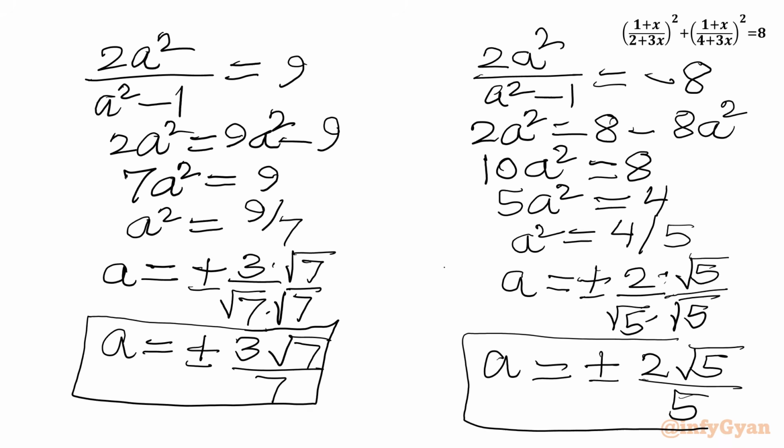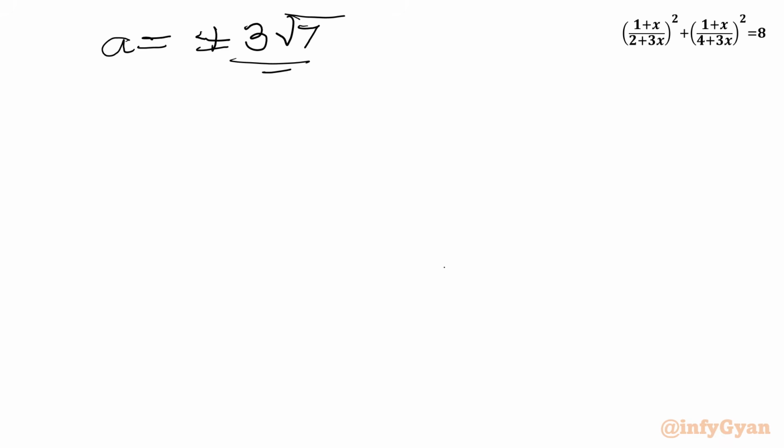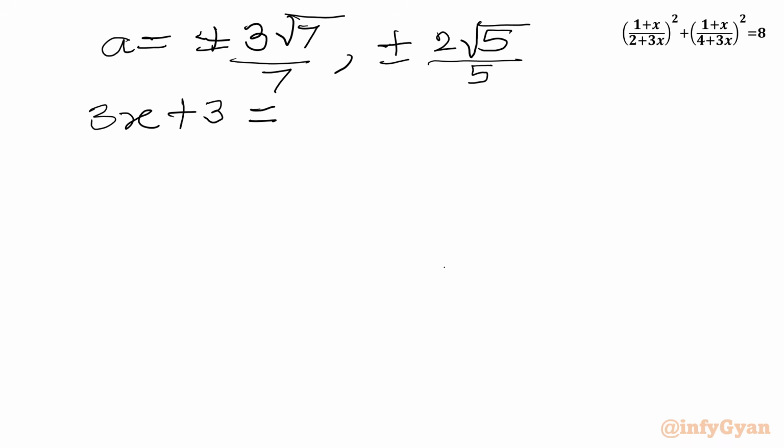Now a was our substitution. a was 3x plus 3. So I will write here a equal to plus minus 3 root 7 over 7, or plus minus 2 root 5 over 5. Now we have a, 3x plus 3, will be equal to plus minus 3 root 7 over 7, or plus minus 2 root 5 over 5.